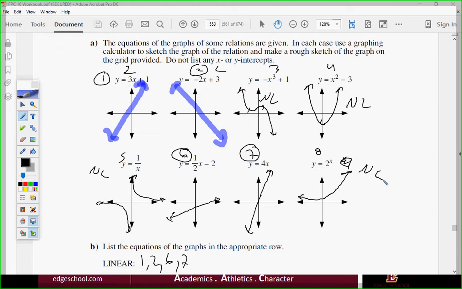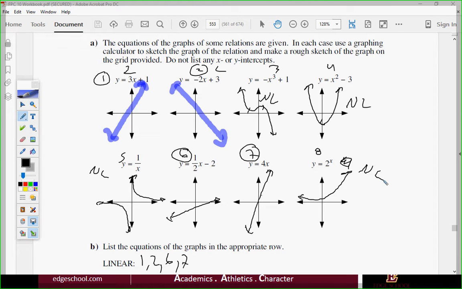If you remember from Math 9, 2 to the x is that beetle problem that was in the book. The beetles are growing exponentially, so they keep doubling, so it grows really fast. That's why this thing's kind of slow, and then it takes off. We've talked about exponential in Math 9. All right, perfect.